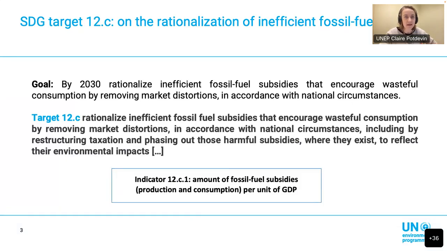Right, so maybe just to put everyone on the same page, you might all be familiar with this already, but under the SDG framework 2030, an SDG indicator and target was added related to the rationalization of inefficient fossil fuel subsidies. That's under SDG 12, which is on sustainable consumption and production, and in particular target 12.c, which is about the rationalization of inefficient fossil fuel subsidies.